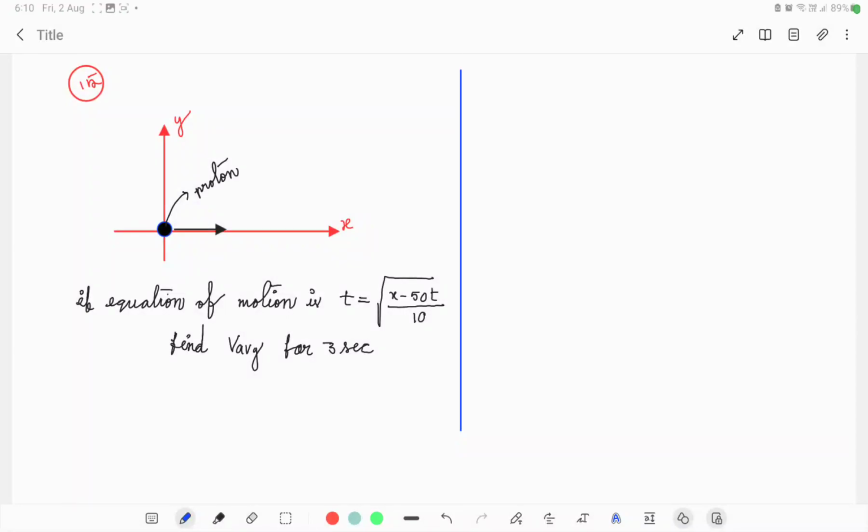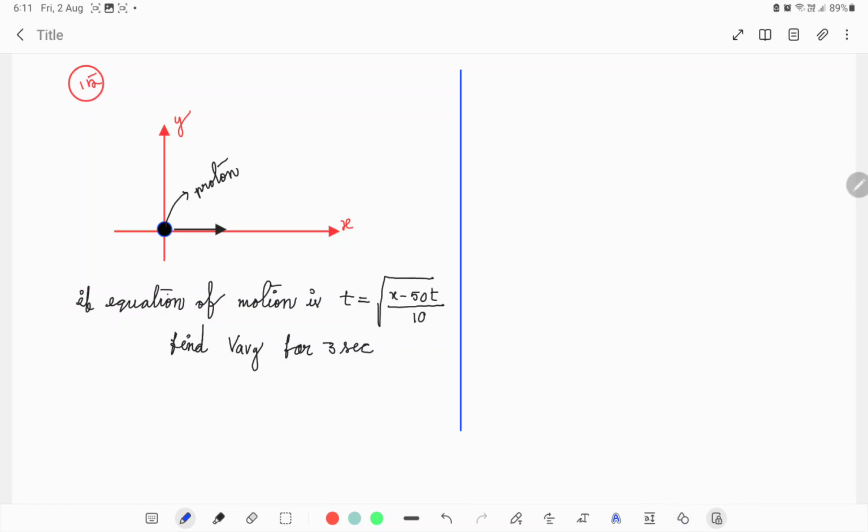Question 15, level 3. There is a proton moving along the x-axis. If the proton's motion equation is given as t = √((x − 50t)/10), we have to find the average velocity for 3 seconds. So here the concept is only one, that is finding the average velocity.